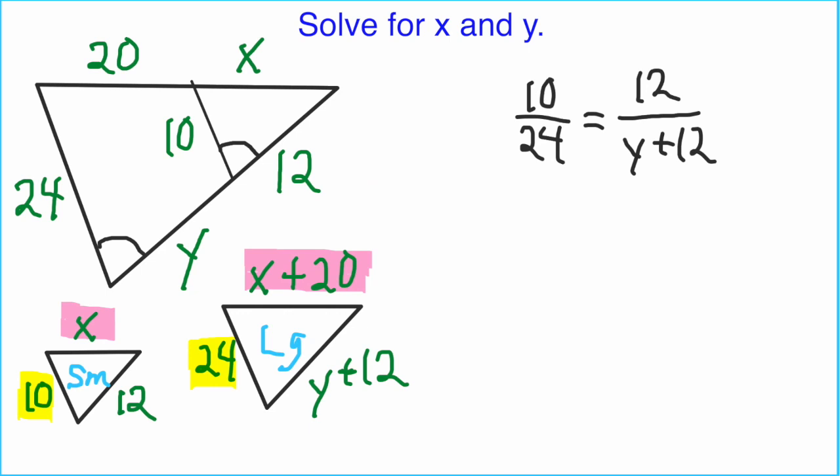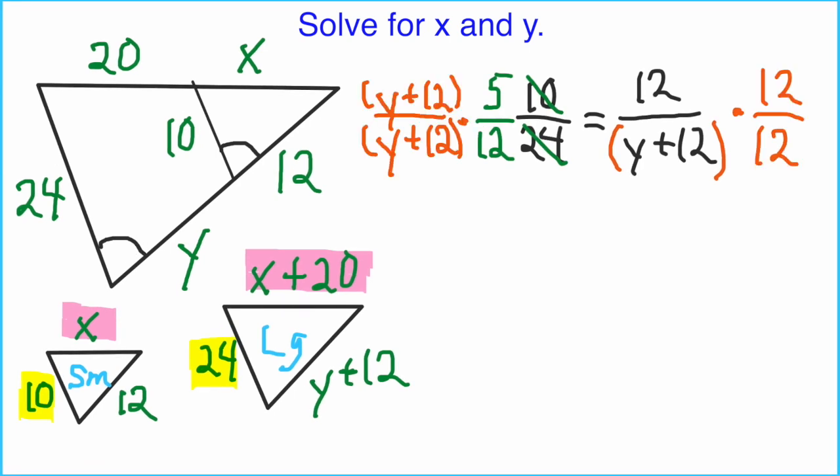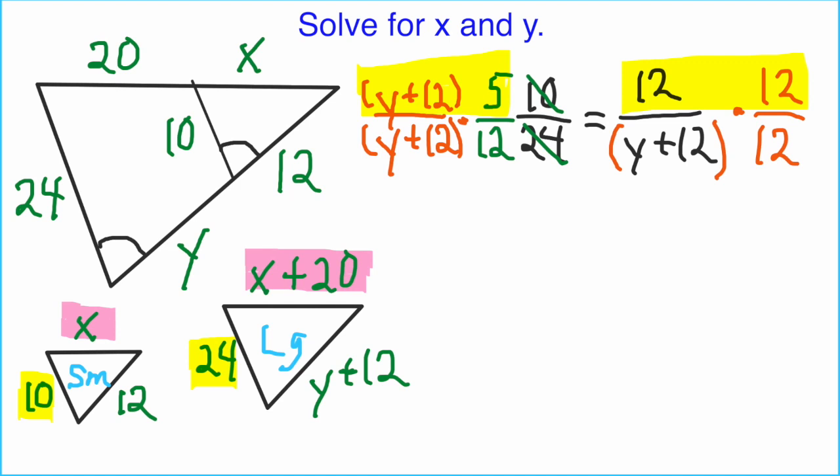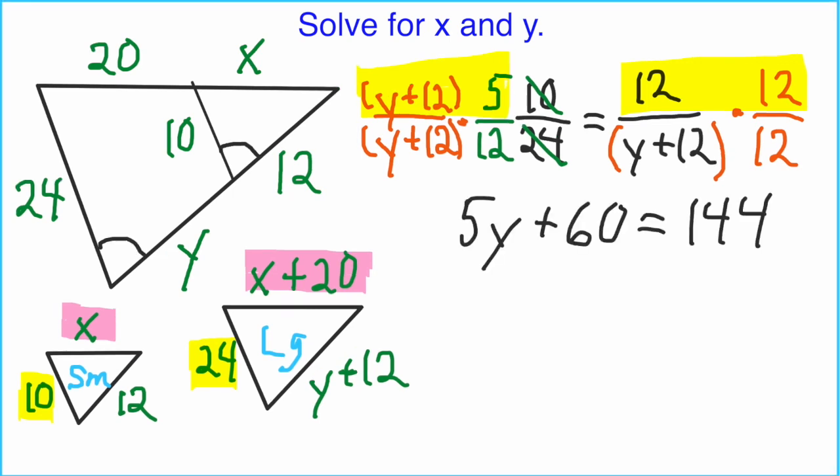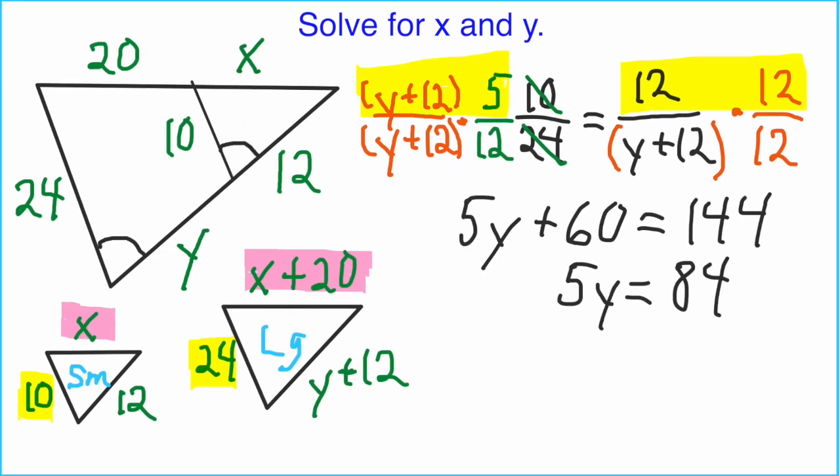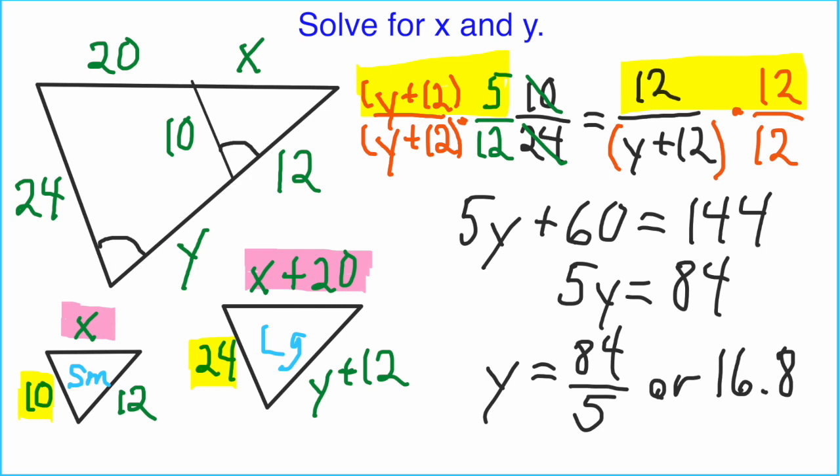There's our proportion that we'll use to solve for y, and putting parentheses is a good idea, as well as reducing. Now we'll get the bottoms the same. I'll highlight what's left, and so there's my equation that I get, and there's my solution.